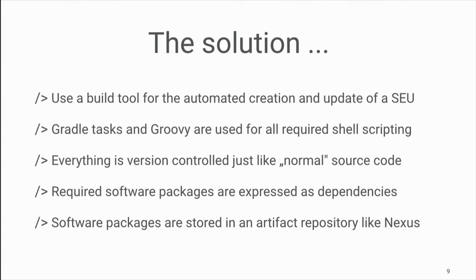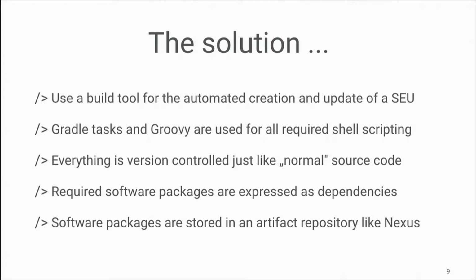So the idea was, as it says here, Gradle tasks and Groovy are used instead of shell scripting. We want to get rid of that. Everything can be version controlled. If the only thing I do is write a Gradle build file, then of course I can check this into Git or SVN if you like, and version control it. And you have this jumping back and forth in time for bug fixing, for example.